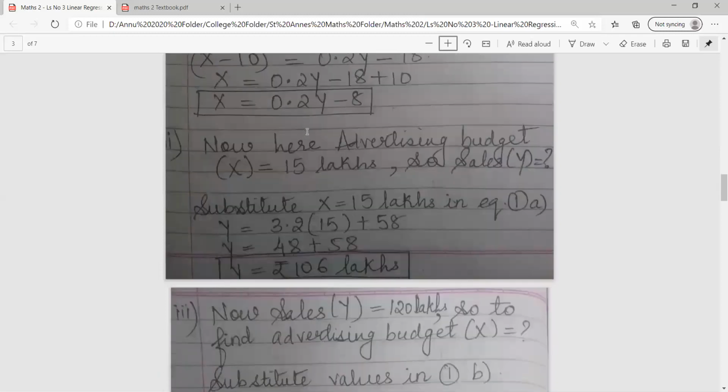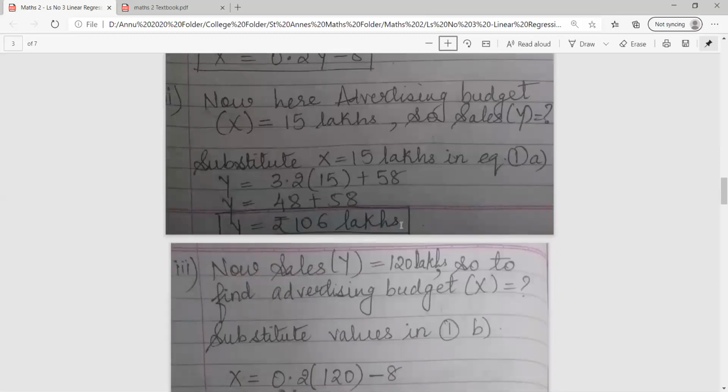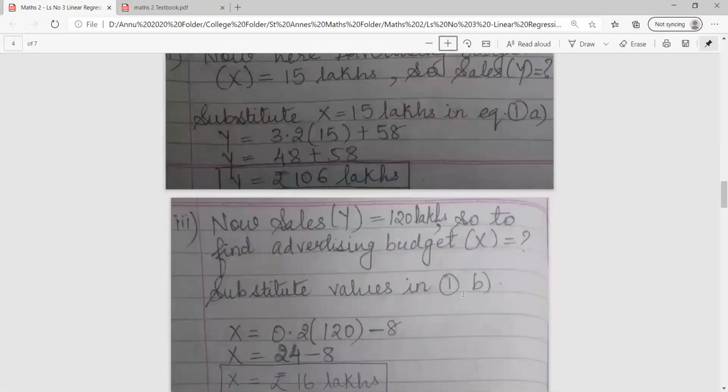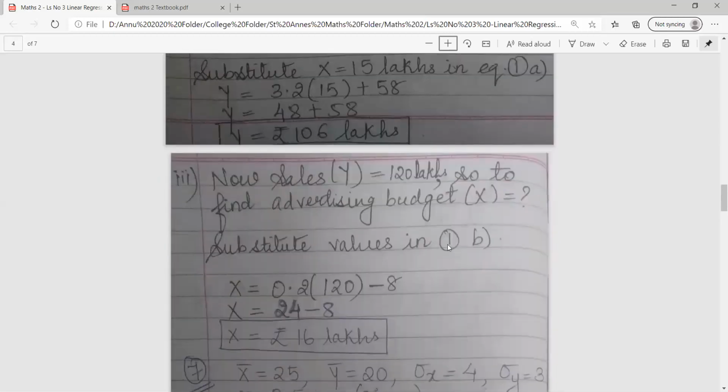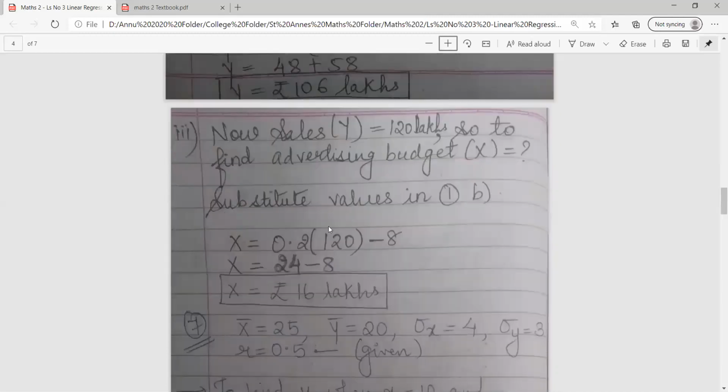In the second part, they are asking sales are 120 lakhs. So what will be the advertising budget? That means they are asking you to find x on y. So you will substitute the values in equation 1b. As a similar thing, I have substituted 120. And then in the final answer, I have written rupees 60 lakhs.